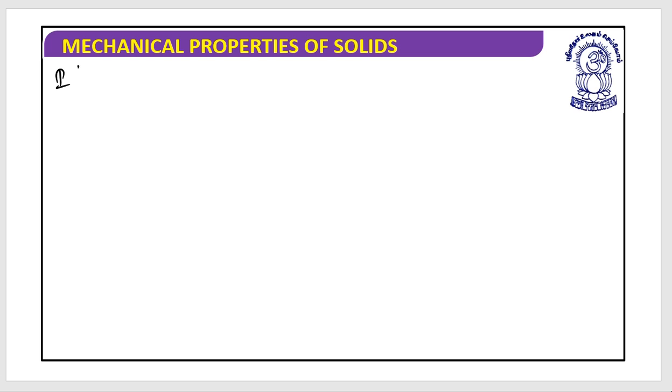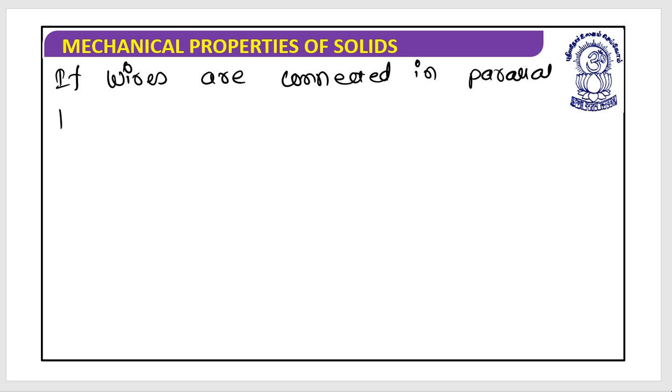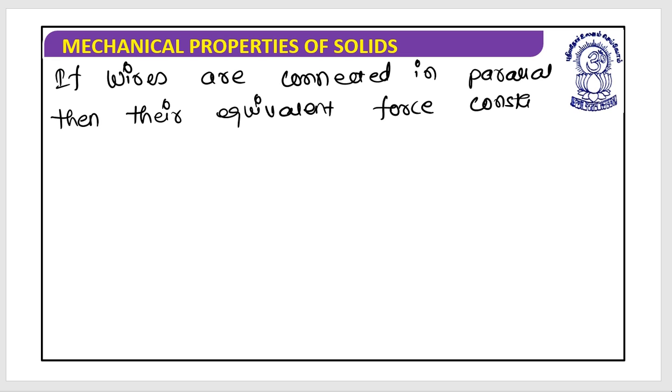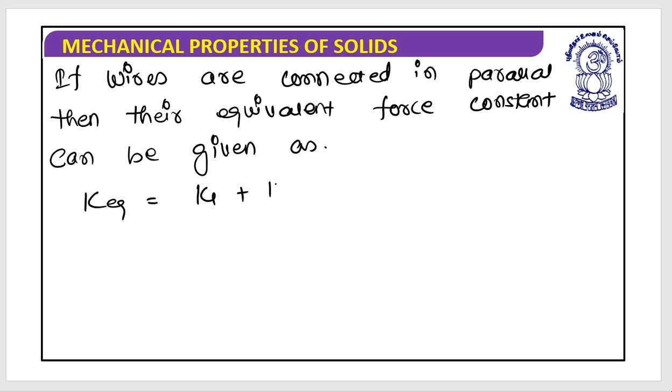Same way, if wires are connected in parallel, then their equivalent force constant can be given as K equivalent is equal to K1 plus K2 plus K3 up to Kn. I hope this is clear.